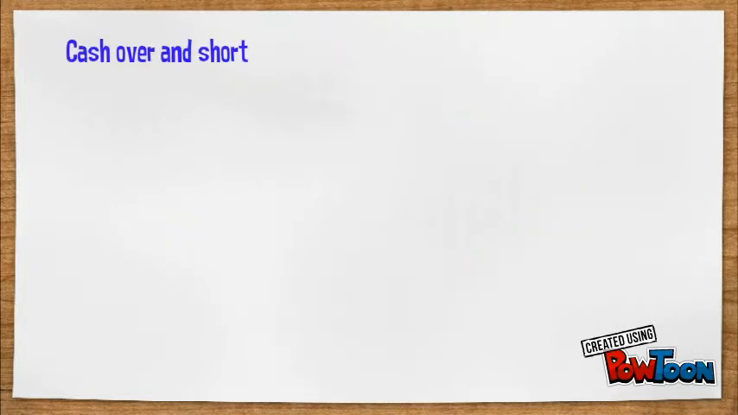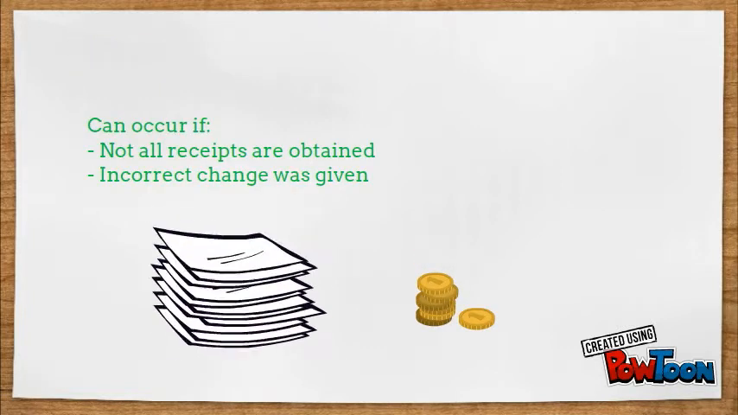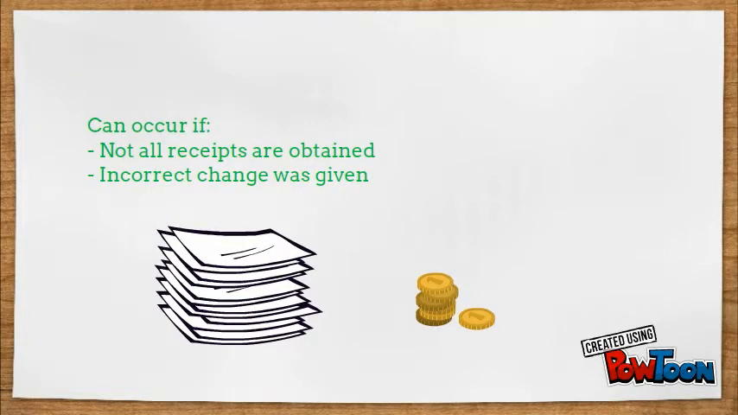When the amount of cash needed for replenishment does not equal the total amount of receipts, the difference is charged to an account called cash over and short. This can occur if not all receipts are obtained or incorrect change is given.